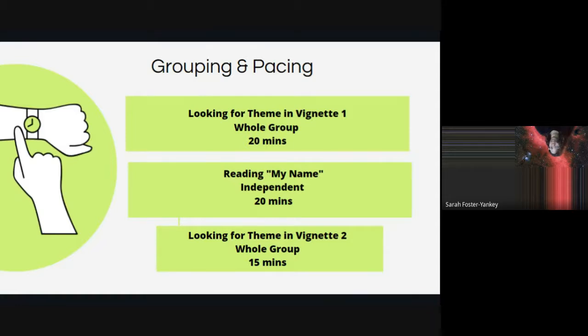If you have multiple classes, use those sticky notes. You definitely want to have those posted.